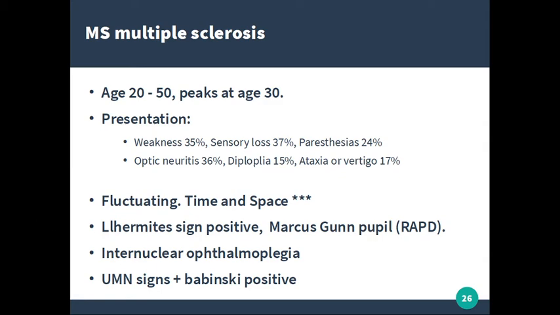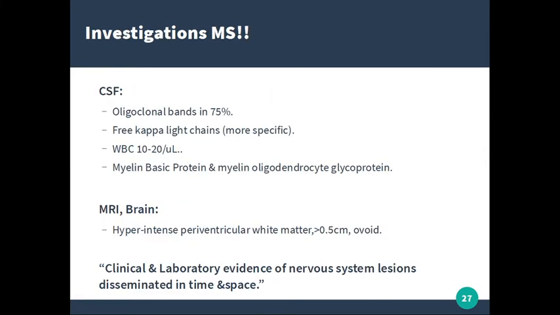They usually have a positive Lhermitte sign and a Marcus Gunn pupil, which is a rapid afferent pupillary defect on swinging light test in cranial nerve examination. We can also have internuclear ophthalmoplegia, okay, which might indicate a problem within the medial longitudinal fasciculus, the MLF, and which is a form of ophthalmoplegia, and there are positive upper motor neuron signs and a positive Babinski.